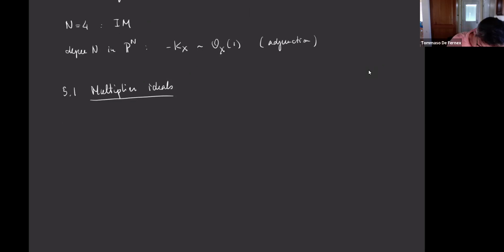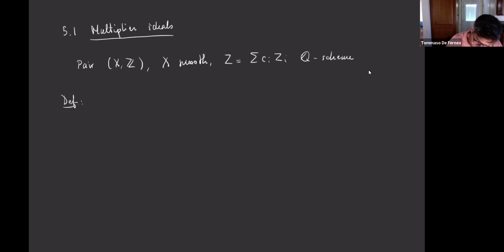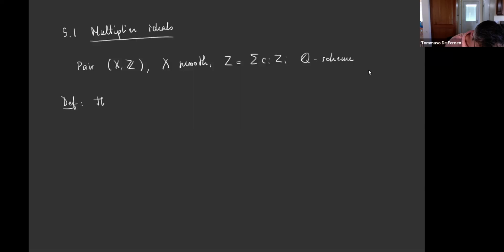So first of all, let me give a definition, and then we'll discuss that. Suppose I start with a pair (X, Z), where X is a smooth variety, and Z is a sum of c_i Z_i. The Z_i are proper closed subschemes of X, and the c_i are the coefficients, rational numbers. Then the definition here is the following. What is a multiplier ideal? The multiplier ideal sheaf of the pair.